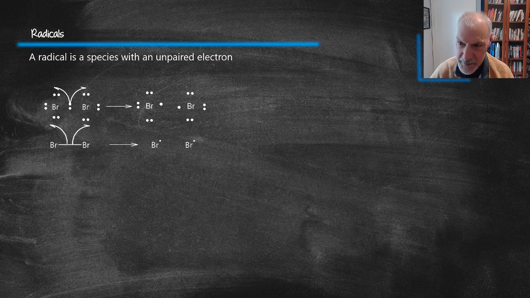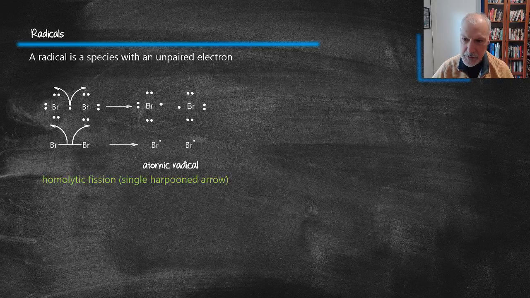I can also represent this in a more symbolic form, where I take a dashed line to represent the pair of electrons, and using a single harpooned arrow, one electron moves to the right and the other to the left. And there you see on the right the symbol for a bromine radical, simply a bromine with a dot next to it. This is called an atomic radical because it's based on an atom.